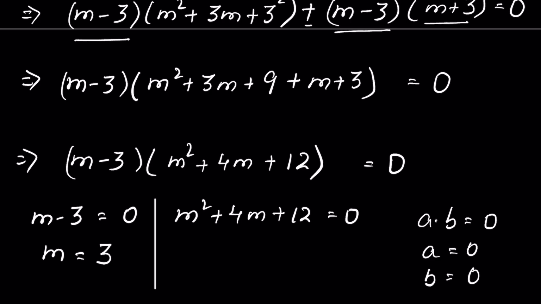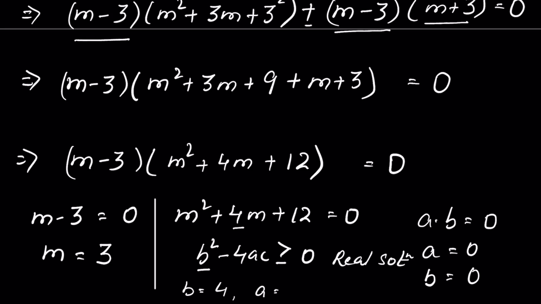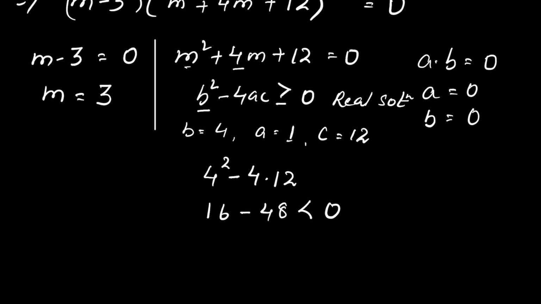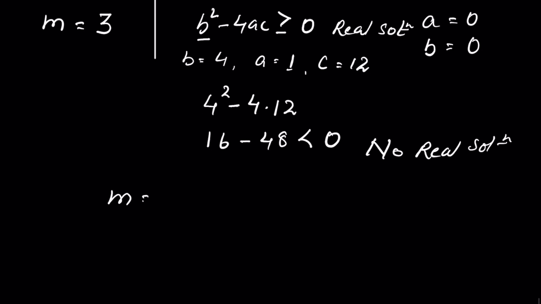Now for m to have a real solution, we can check if b square minus 4ac is greater than or equal to 0, then we have a real solution. If not, there is no real solution. Here b is 4, a is the coefficient of m square, that is 1, and c is 12. So b square minus 4ac is 4 square minus 4 times 12. 4 square is 16 minus 48. This is less than 0, so no real solution. Now m is equal to 3.